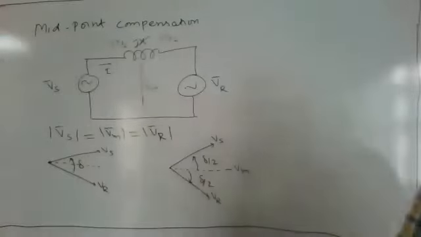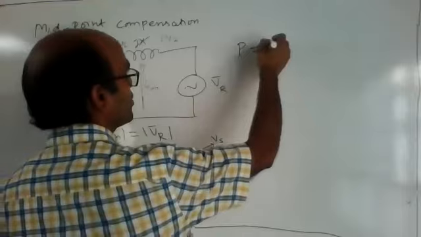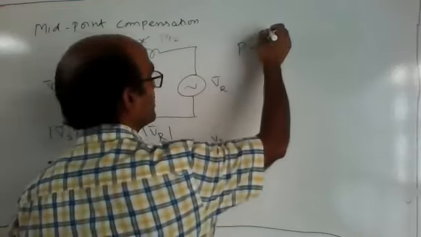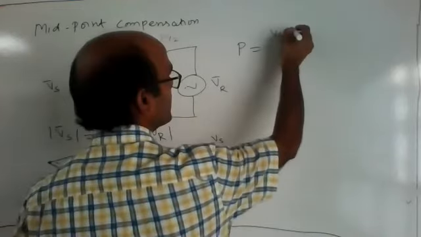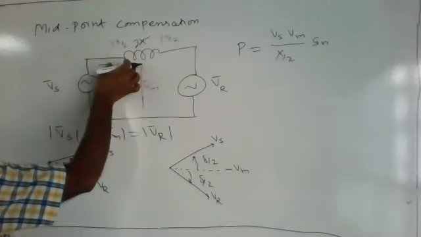So how can I identify power? That is P. So what is P? P is this voltage times this voltage divided by X. So what is B? Bs into Bm divided by X is what? X by 2, so I am taking only magnitude here. Sine of the angle. What is the angle? If I write power for this portion between these two, that is sine delta by 2. So this is the power for this part.